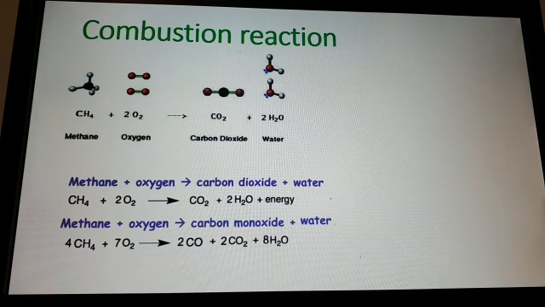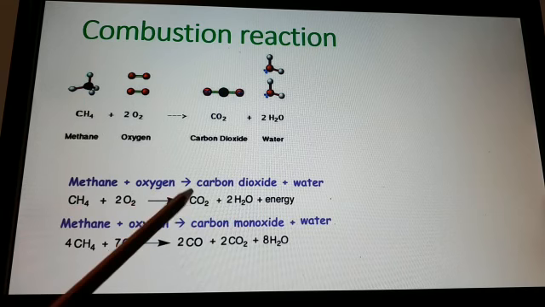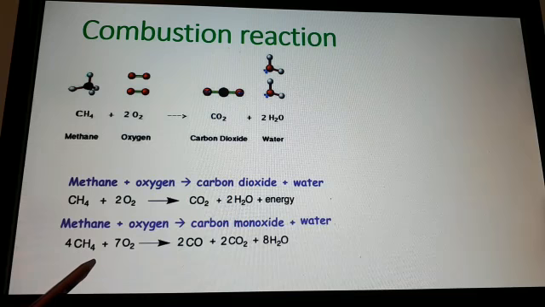If it is an insufficient amount of oxygen, it undergoes incomplete combustion. In complete combustion, the products are carbon dioxide and water. In incomplete combustion, the products are carbon monoxide and water.